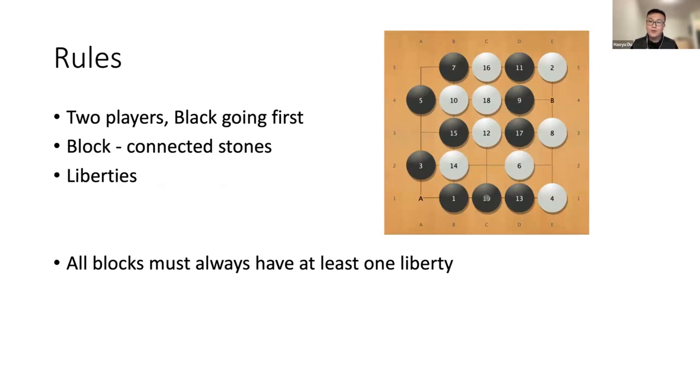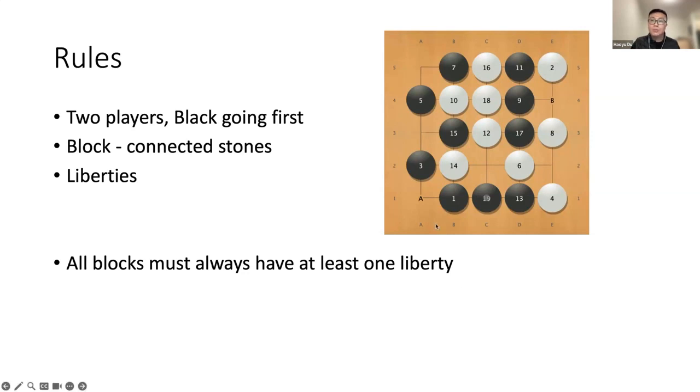NoGo is also called no capture Go or anti-Atari Go. As you can see by its name, this game is very related to the famous game called Go. In fact, similar to Go, NoGo has two players, black and white. Black goes first. It has the same concepts of blocks as in Go, and also the same concepts of liberties. But what is different from Go is that all blocks must always have at least one liberty. This means that capturing moves and suicide moves are not allowed.